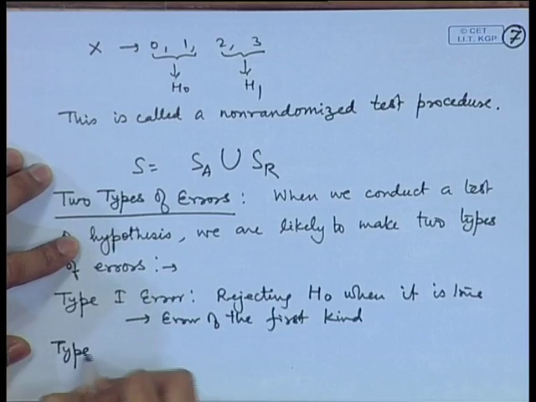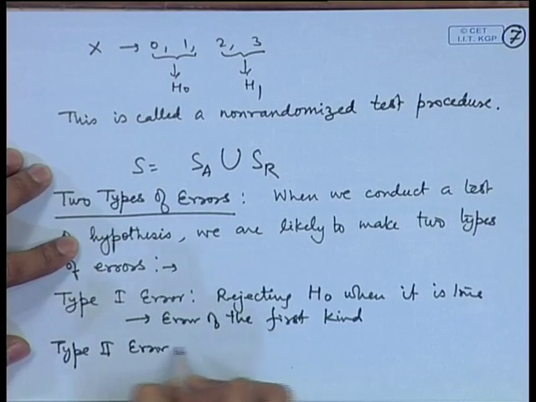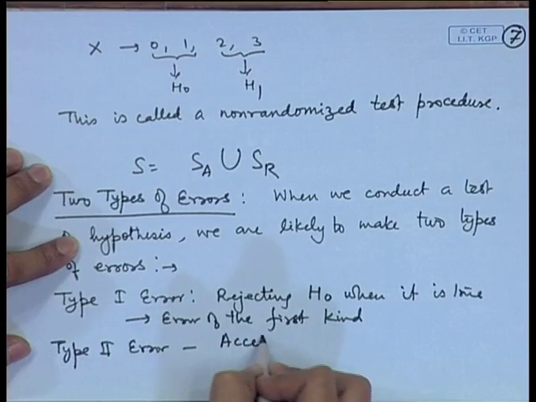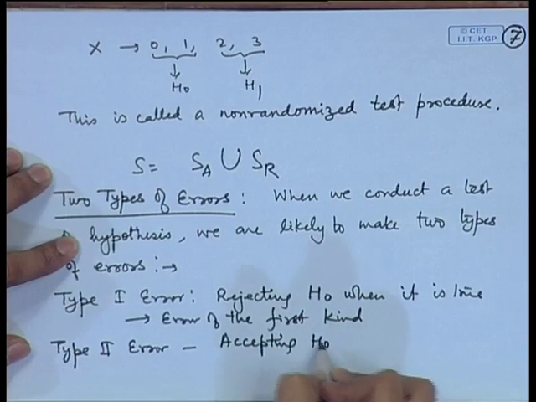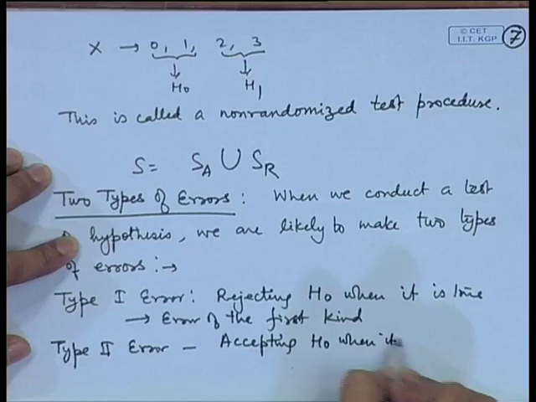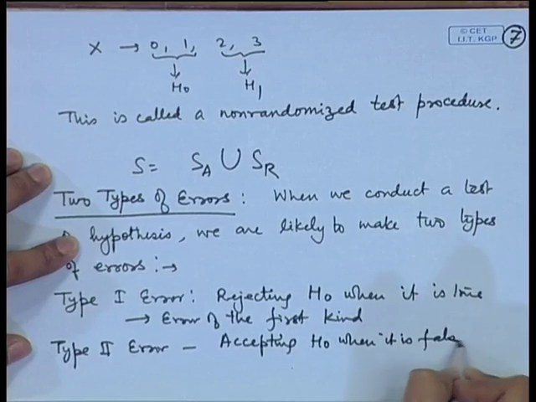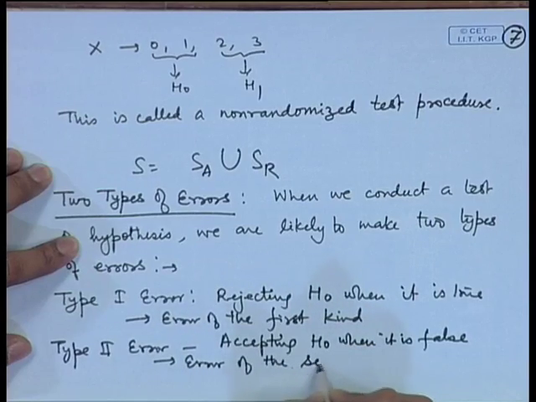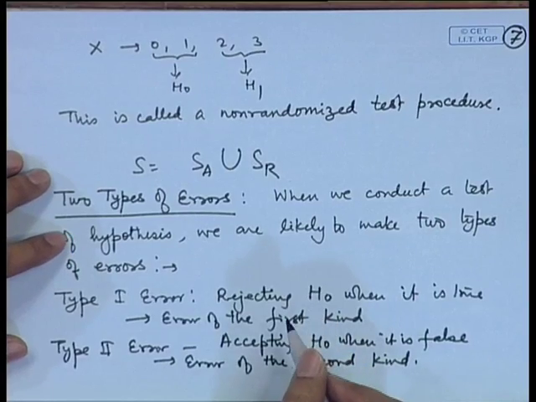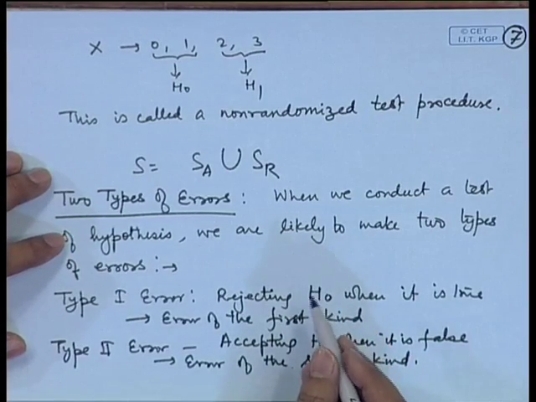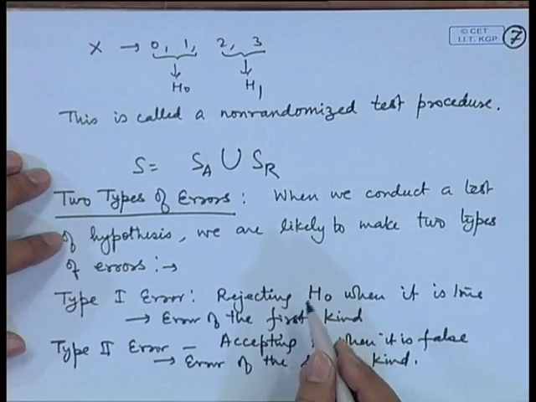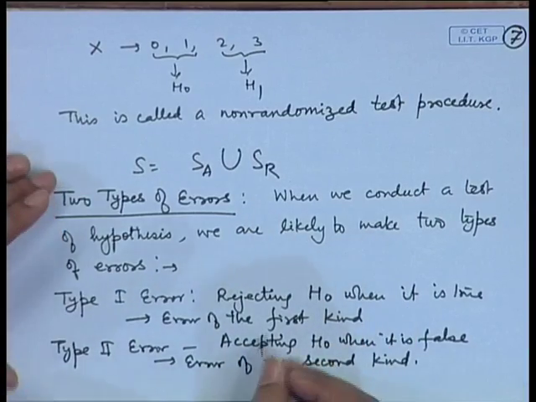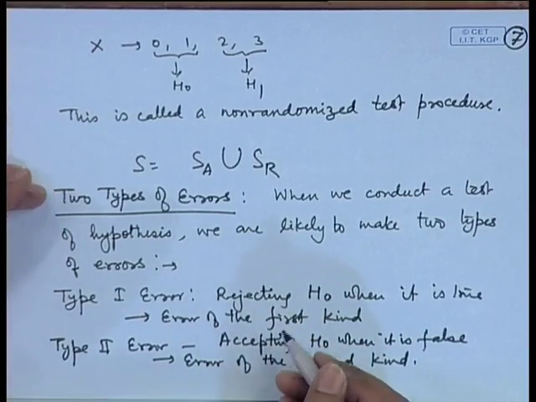and type 2 error is accepting H naught when it is false. This is called error of the second kind. Since the decision is based on the sample, these two errors are likely to be committed. The consequences of the two types of errors can be significant.